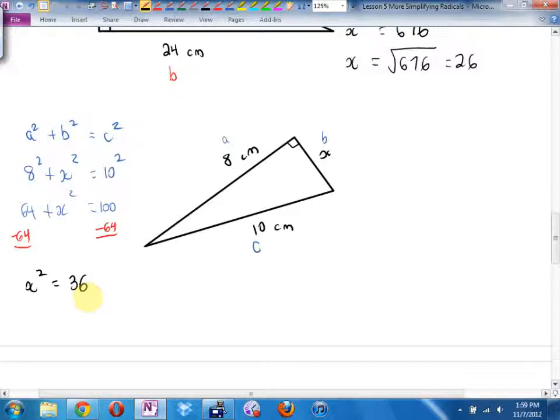Can I take the square root of that? Yeah, this is the last one I tried to make work out evenly. I don't think any more will. X equals the square root of 36. It's 6. Let's try some now where we have to leave our answers in the simplest radical form.